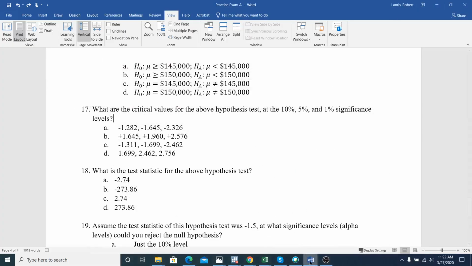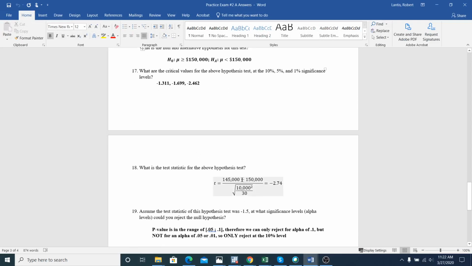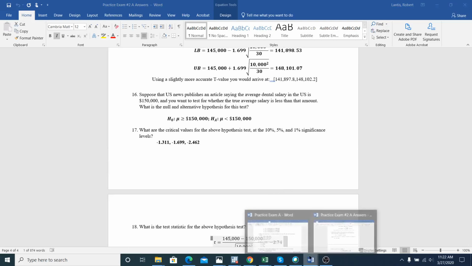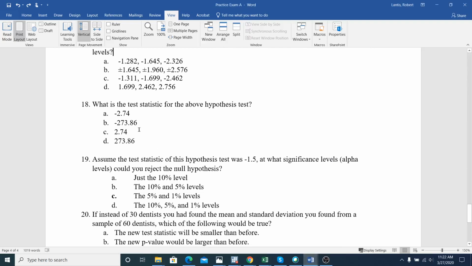So now it's just a matter of, I won't write this one out, it's pretty easy, plugging those values in, right? Here's my sample mean, here's the assumed true mean, here's my standard deviation, here's my sample size. So I get this test statistic of negative 2.74. Now, if you got that wrong, you would most definitely get 19 wrong.